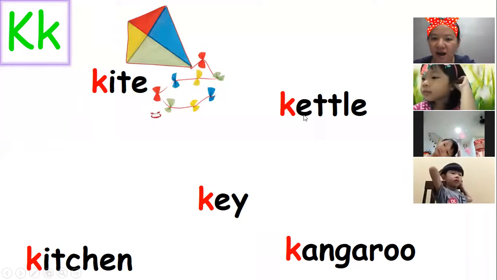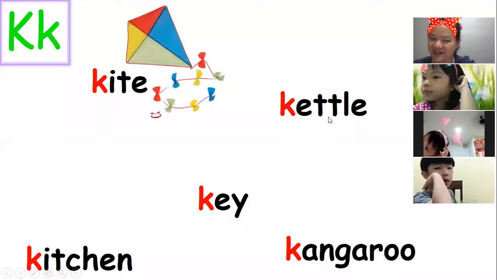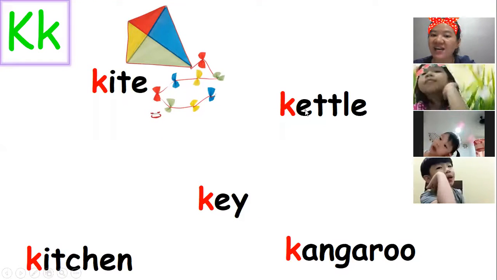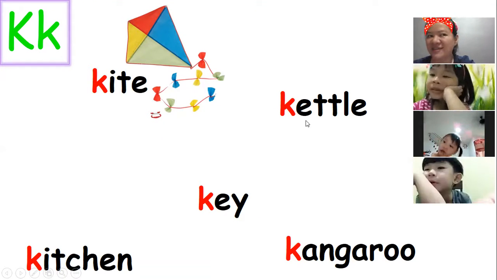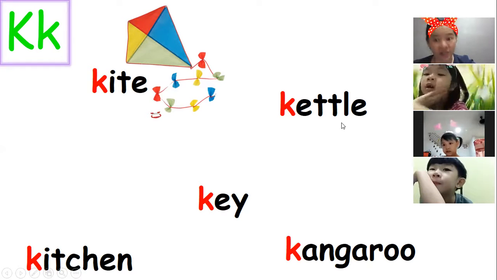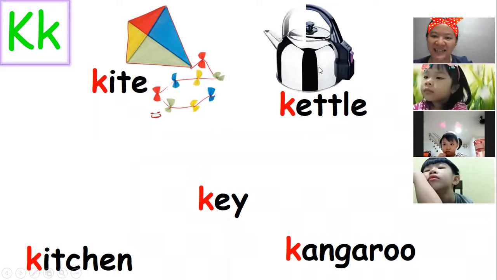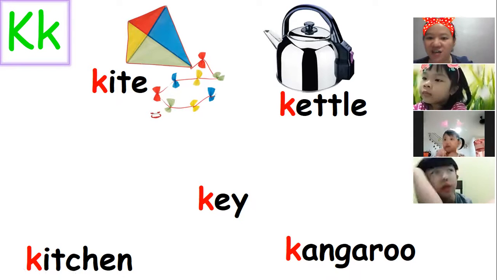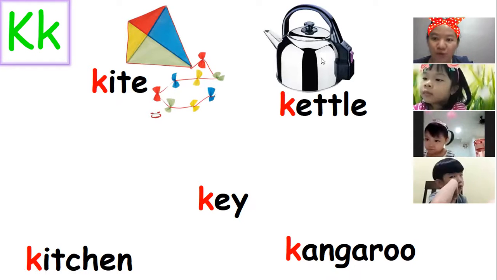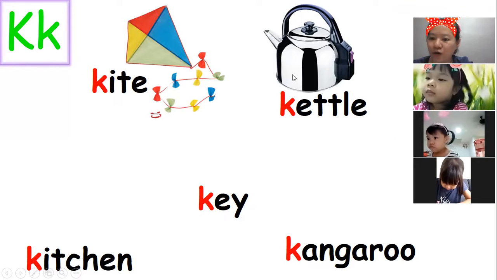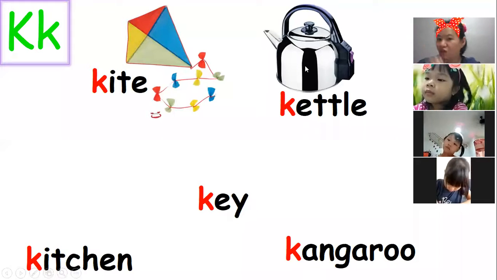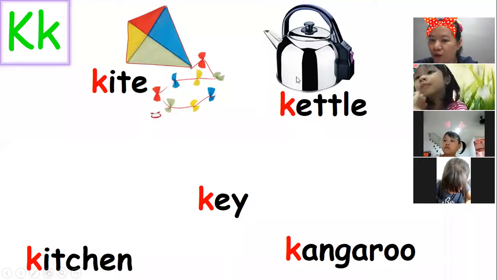Children, this is what we call a kettle. Kettle. What is a kettle? Do you know what a kettle is? This one is a kettle. We use it to boil water. The water you drink, we need to boil it. So we need to use the kettle to boil the water.